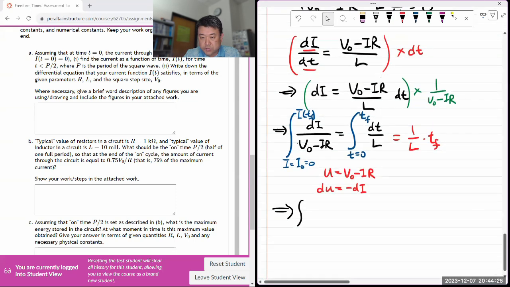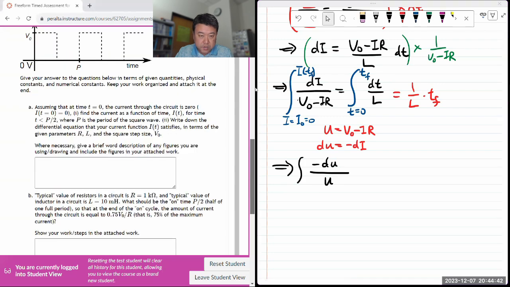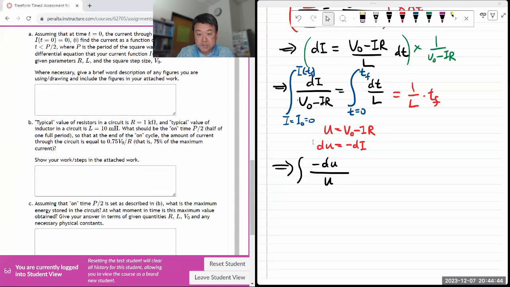So when you do u substitution, let me first substitute in the integrands. So di becomes minus du, and the denominator becomes just u. That was the whole point of this u substitution. One of the things to remember when you are doing u substitution is to change the limits. You have to plug into this expression to get what your new u's will be. So your u is going from V naught to V naught minus I r.